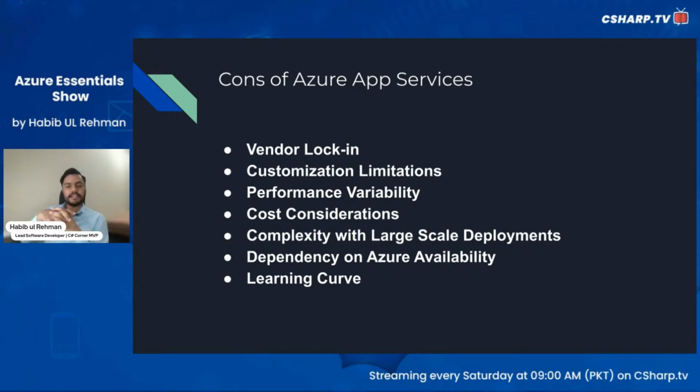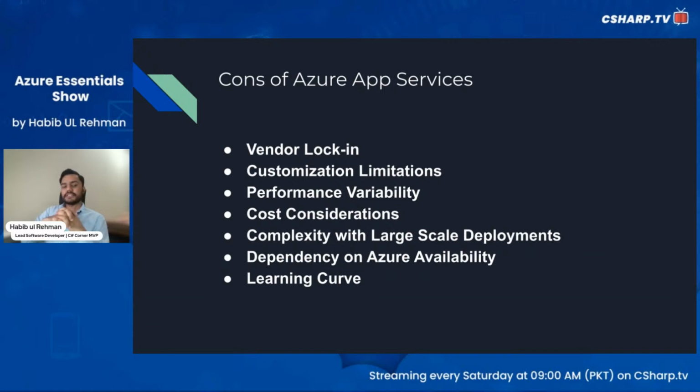We have performance variability. Basically, performance may vary based on the chosen app service plan and resource allocation, especially during peak loads or when scaling. So there may be performance variability according to situations. Then cost consideration. Azure App Service offers flexible pricing, but still cost can escalate with increased usage, especially with premium plans and with additional features. We also have complexity with large scale deployment. For example, you are managing large scale deployments with multiple instances and regions. So multiple regions can introduce complexity in configuration and maintenance. So this may be a con.